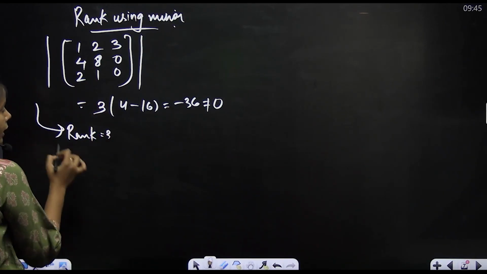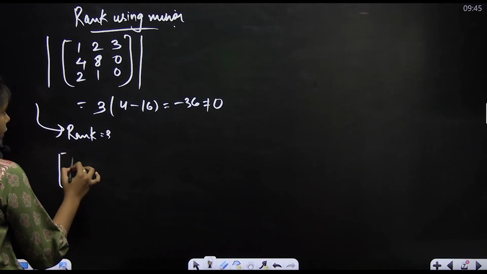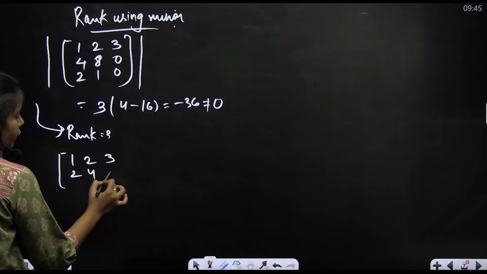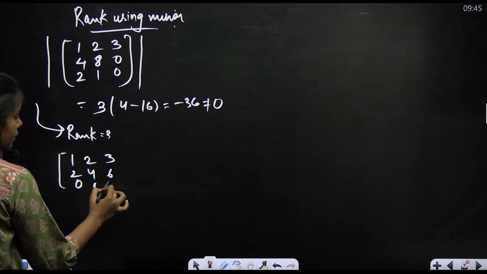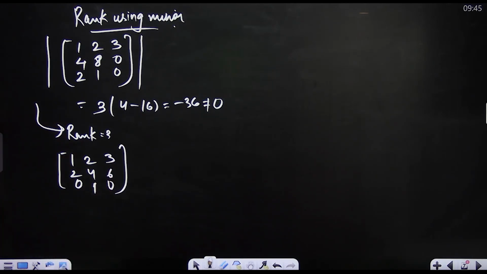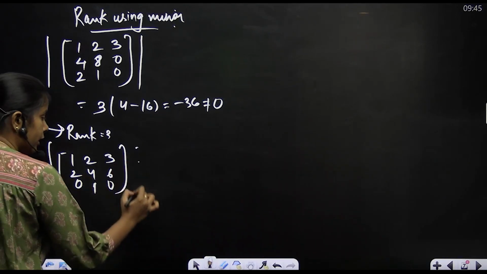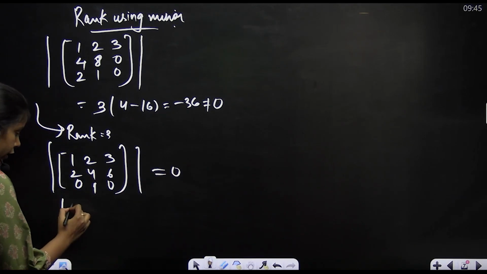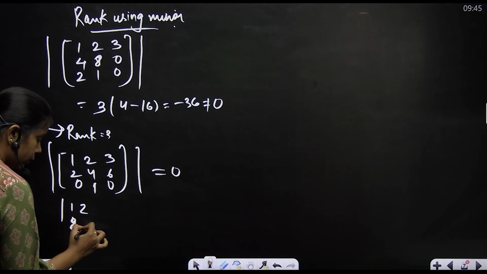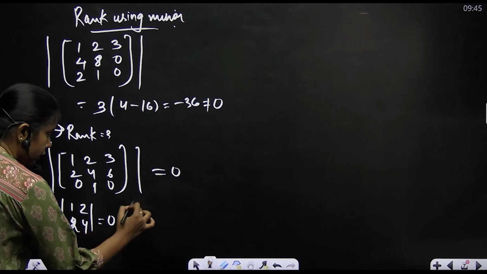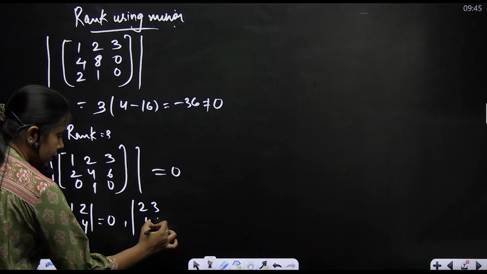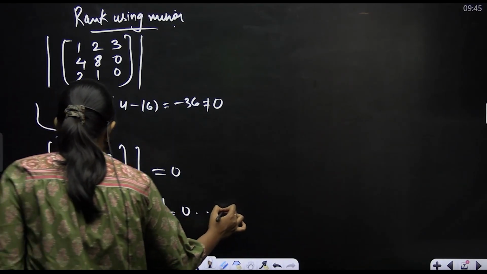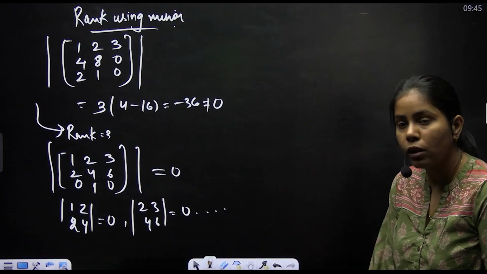But let's suppose we have this matrix 1 2 3, 2 4 6, 0 1 0, and I find the determinant here. You would get the determinant as 0. You would go for the 2 cross 2 minors. You would check 1 2 2 4, and you would get 0. You would check 2 3 4 6, and you would get 0. But likewise you have to check all the 2 cross 2 minors.